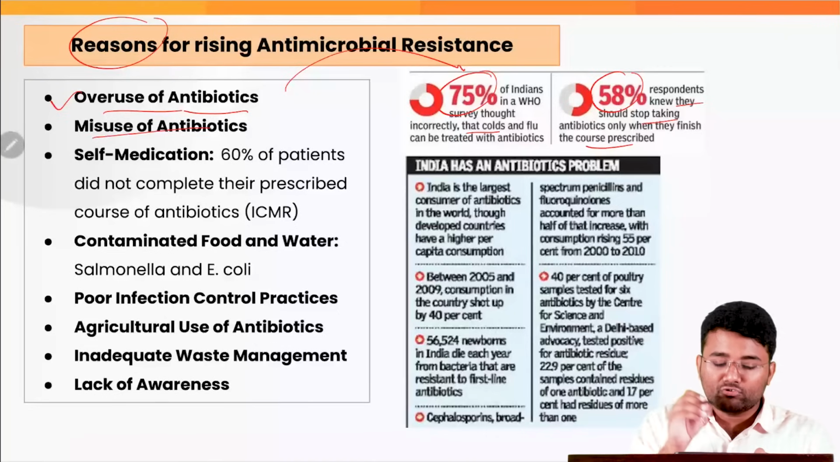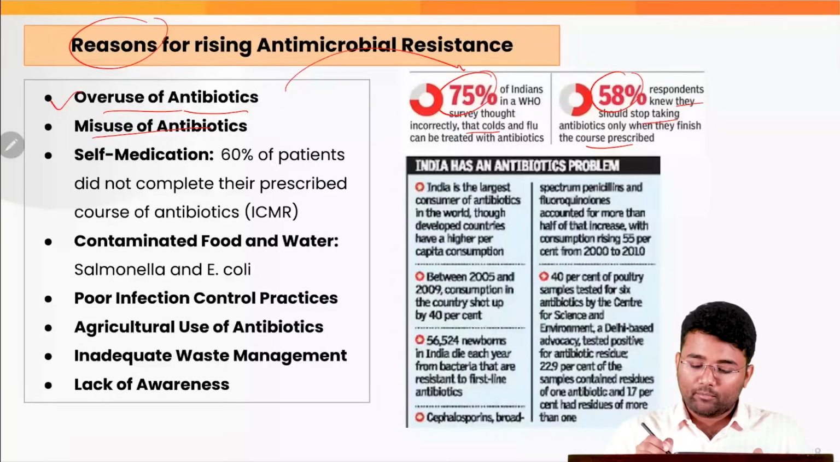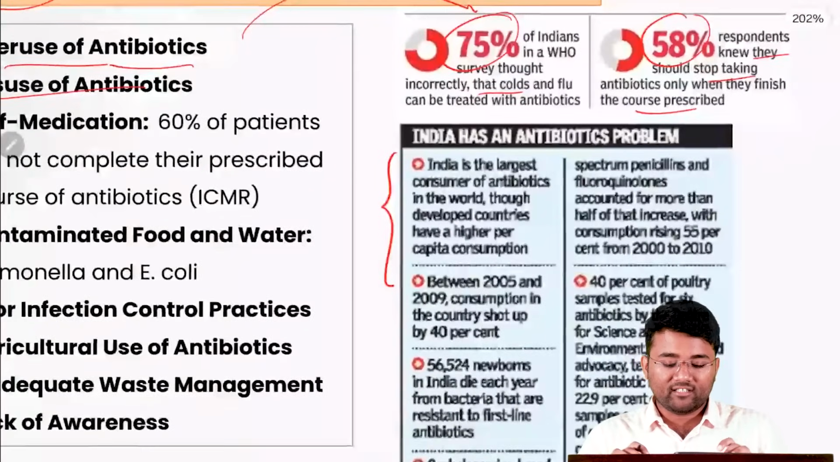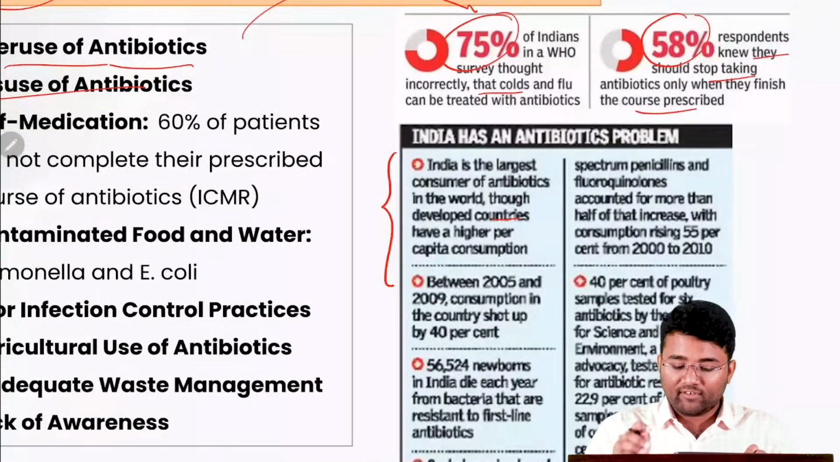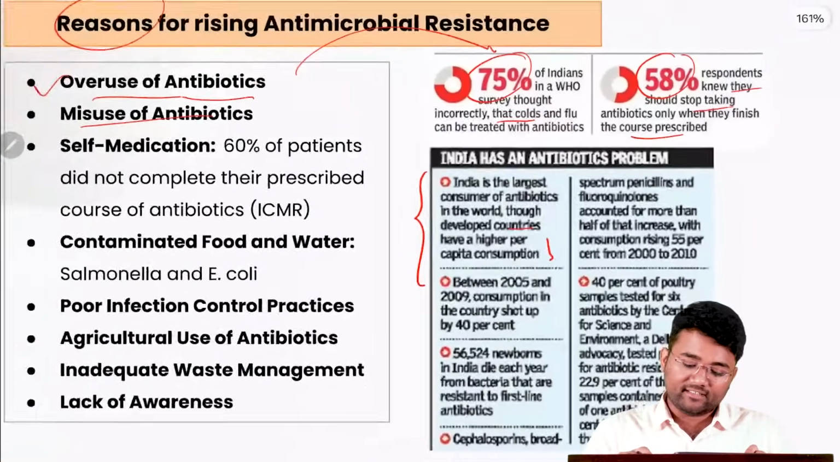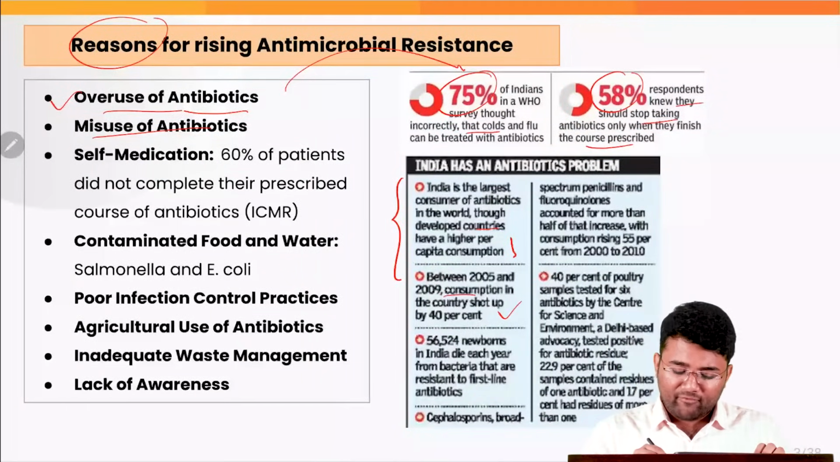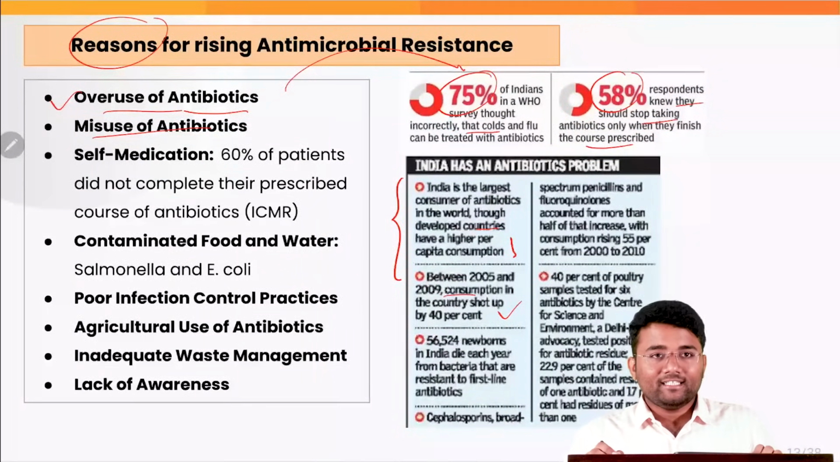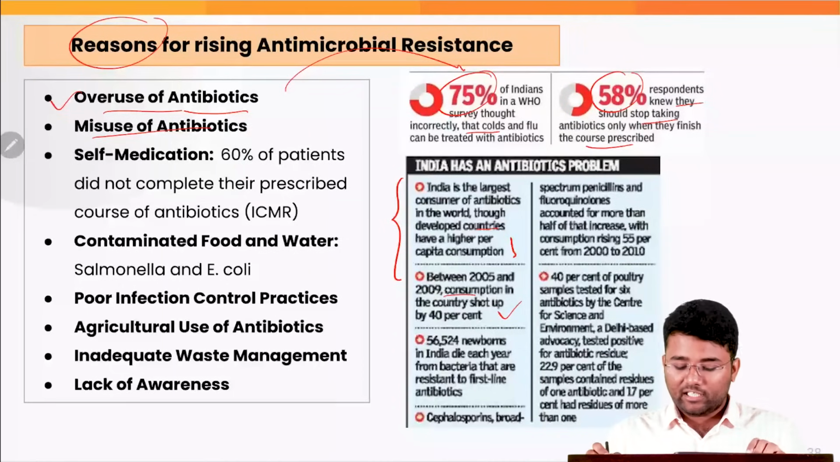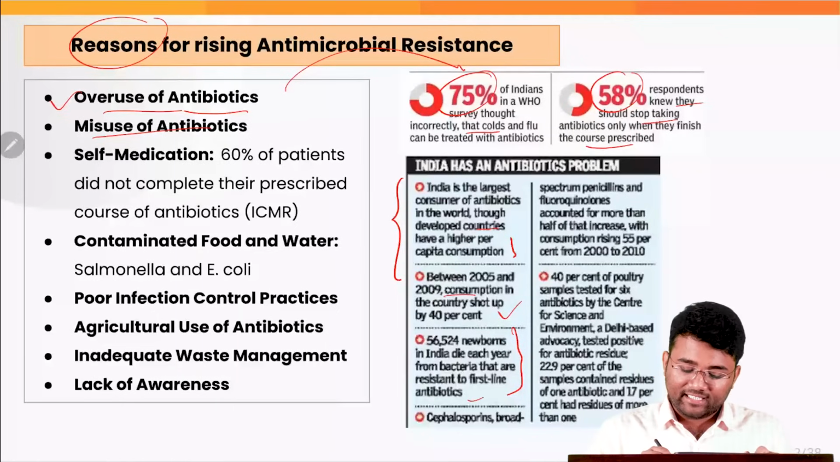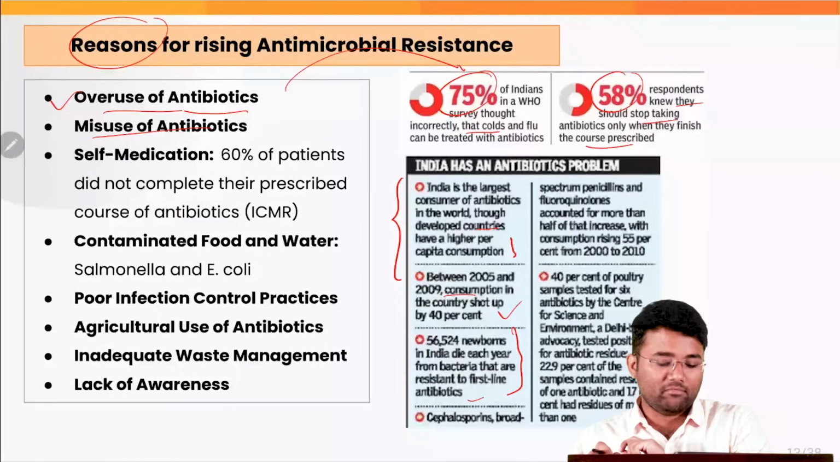Then the misuse of antibiotics. For example, this data from WHO says that India is the largest consumer of antibiotics in the world, though developed countries have a higher per capita consumption. Between 2005 and 2009, consumption in the country shot up by 40%. There are at least 56,524 newborns in India that die each year from bacteria that are resistant to first line antibiotics.